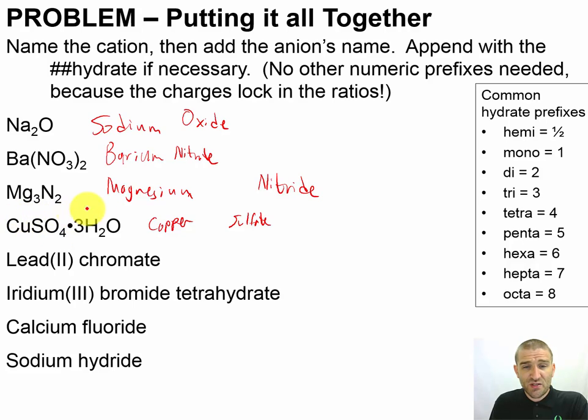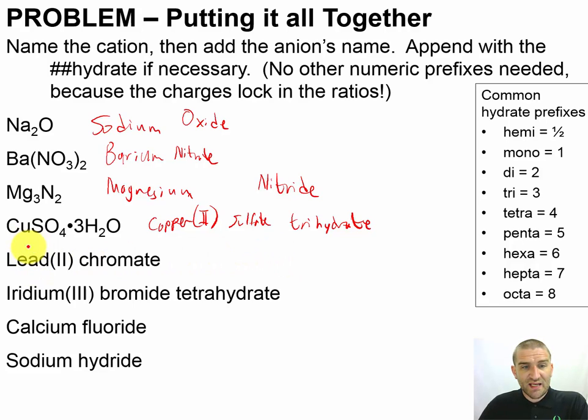That means the copper must have a +2. So it'll be copper 2. Remember, no space. Copper, no space, parenthesis, Roman numeral 2, close parenthesis, space, sulfate. But we're not done. It's copper sulfate trihydrate. So that'll be its name.